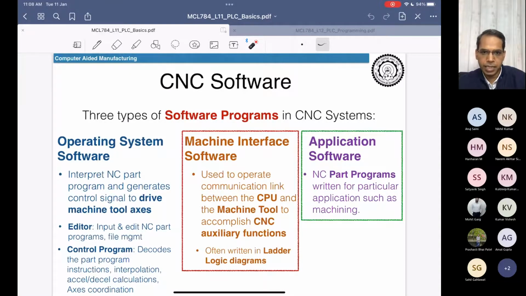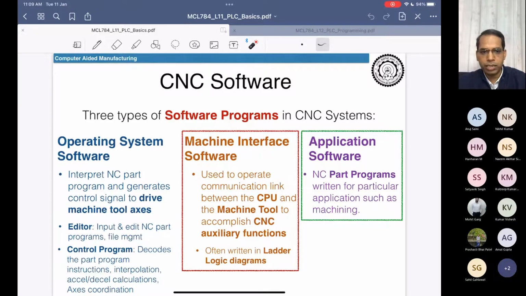So you understand the three main elements of the software that operate in any CNC system or numerical control system. One is certainly the application software, where the user will be writing what exact motion he wants to have. Then this program is interpreted by the operating system software, which will further command the machine controller.